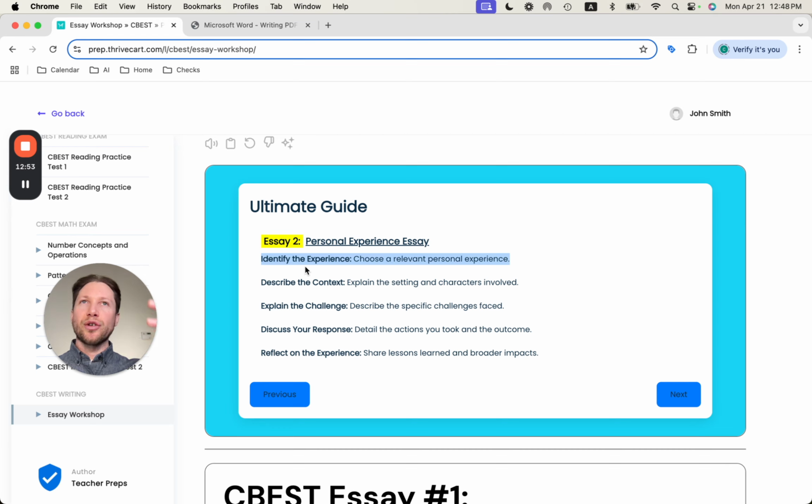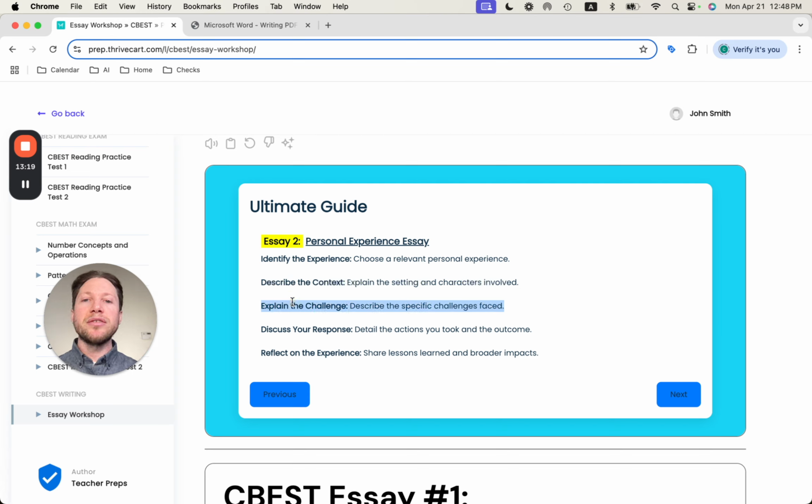Now, when responding to essay prompt number 2, you want to first identify the experience. Go back in your Rolodex of experiences within the classroom as being a teacher or student yourself. Maybe select 3 that first come to mind. Write them down in a list, and then circle the one that you feel you can best provide evidence and support in order to most correctly answer the prompt. Next, describe the context and do it in a vivid and detailed way.